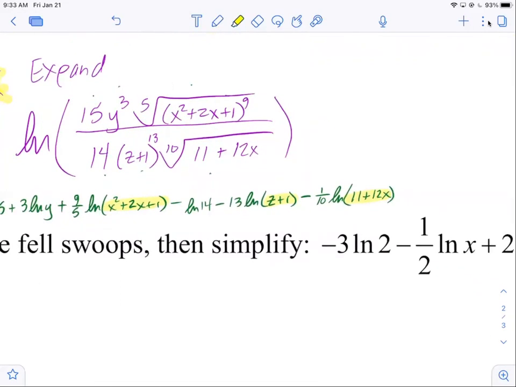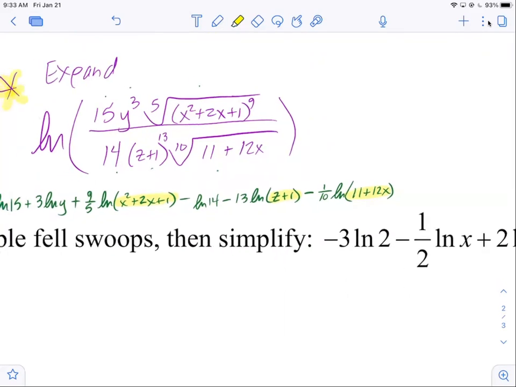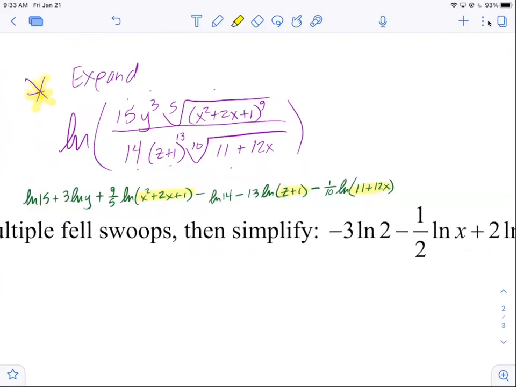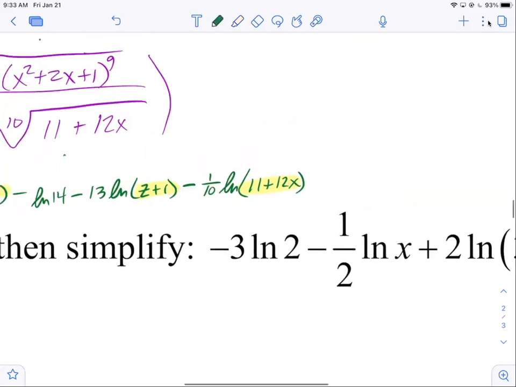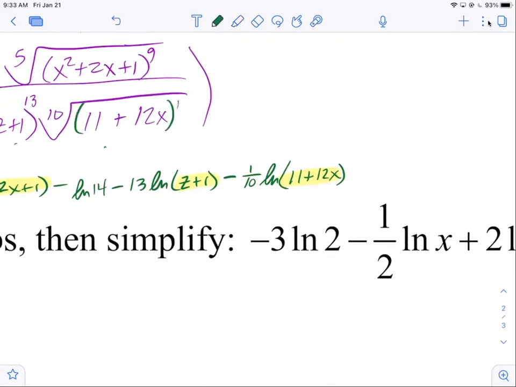Huh? Something about croutons? What? 2/10. Did I miscopy something? Oh, no, that's right. Oh, yeah, yeah. This is all, I'm sorry. Yeah, it's all to the 1. There you go. It's to the 1st power.